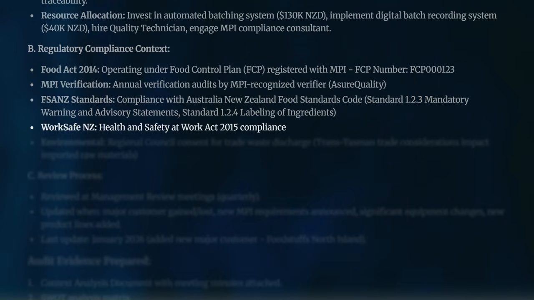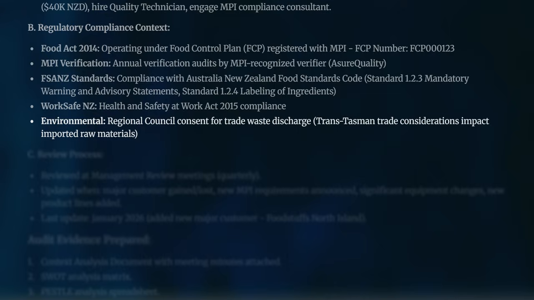Then we have WorkSafe New Zealand for Health and Safety at Work Act 2015 compliance. So here you need to include also your health and safety compliance. And for environmental, you need to include regional council. Here in our example we included regional council consents for trade waste discharge, which is a trans-Tasman trade consideration impacting imported raw materials. So if you see here the regulatory compliance, they include all the requirements of the standards that we are going to implement with our exemplar company. It started with the Food Act for food safety, MPI verifications for quality, FSANZ standards, and also WorkSafe and environmental regulatory requirements. So you need to list accordingly.